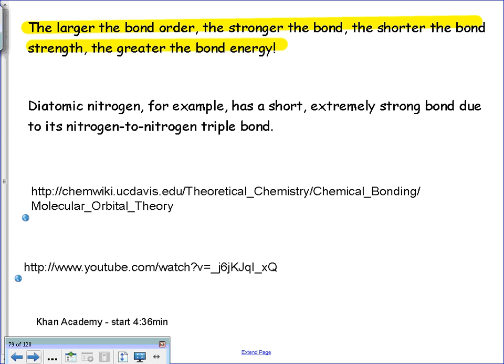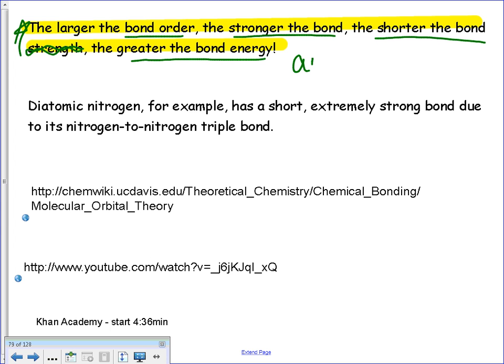So let's look a little bit more. The correlations you should make from the bond order and the strength is right here highlighted in yellow. So the higher or the larger the bond order that we calculate, that means we have a stronger bond. If we have a stronger bond, that's a shorter bond, shorter bond and greater bond energy and usually greater stability. So those are the associations that you will make once you know the bond order.